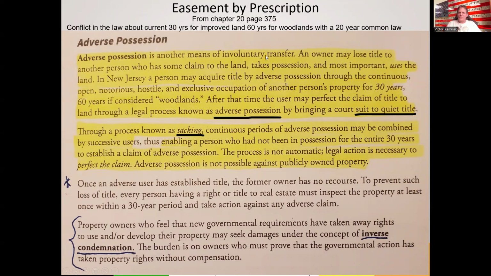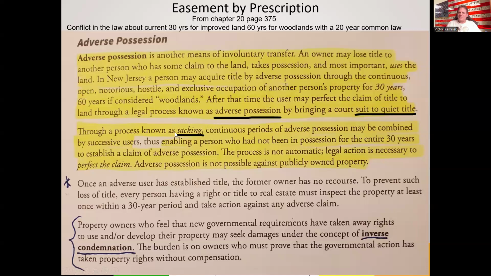Adverse possession is another means of involuntary transfer. An owner may lose title to another person who has some claim on the land, takes possession, and most importantly, uses the land. In New Jersey, a person may acquire title by adverse possession through the continuous, open, notorious, hostile, and exclusive occupation of another person's property for 30 years if it's improved lands, or 60 years if it's unimproved woodlands or wetlands. After that time, the user may perfect the claim of title to the land through the legal process known as adverse possession by bringing a court suit to quiet title.